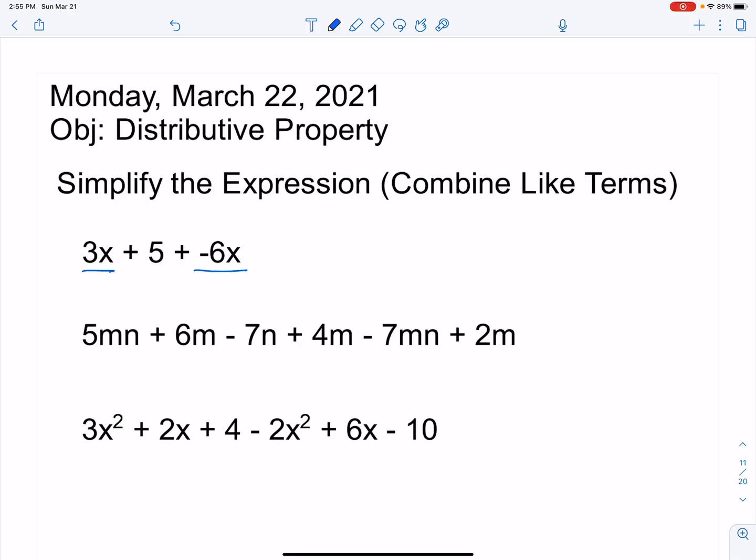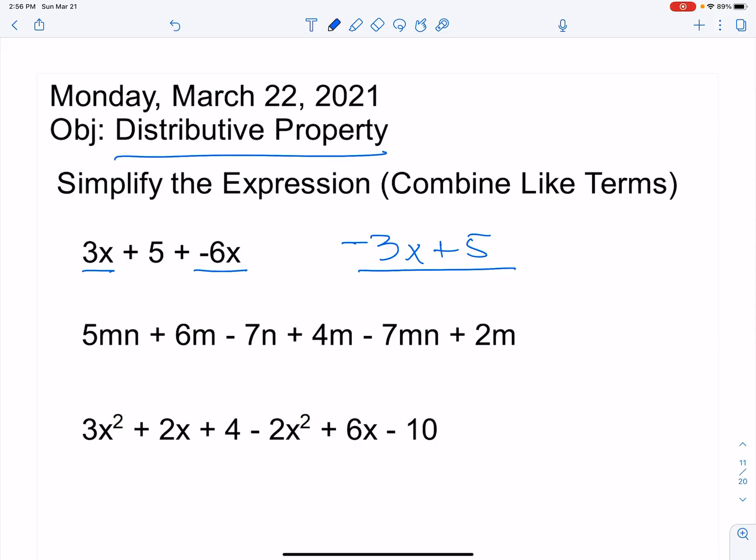So if we have this 3x and the negative 6x, if I put that together, 3 and negative 6 are going to make a negative 3. So we would have a negative 3x, and then the 5 doesn't have anything to combine with, so we just write plus 5. So this is called a simplified expression. Okay, so that's basically what we're doing here at the beginning. So before we can understand the distributive property, we have to understand how to combine like terms.